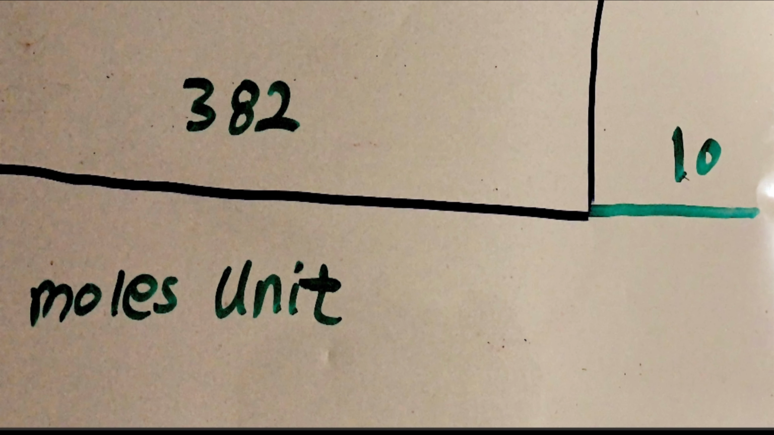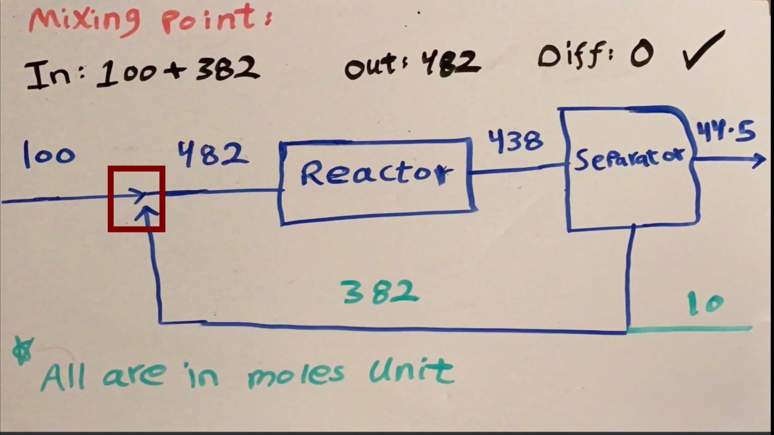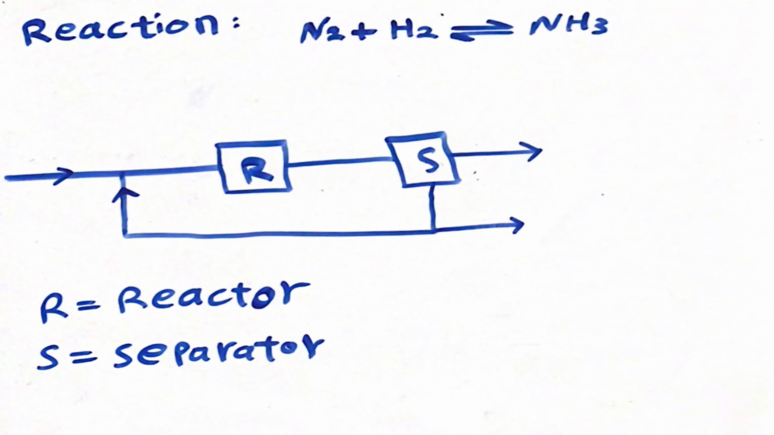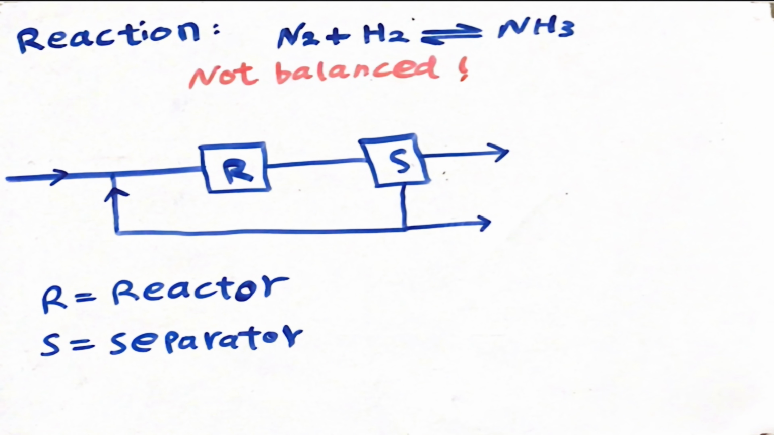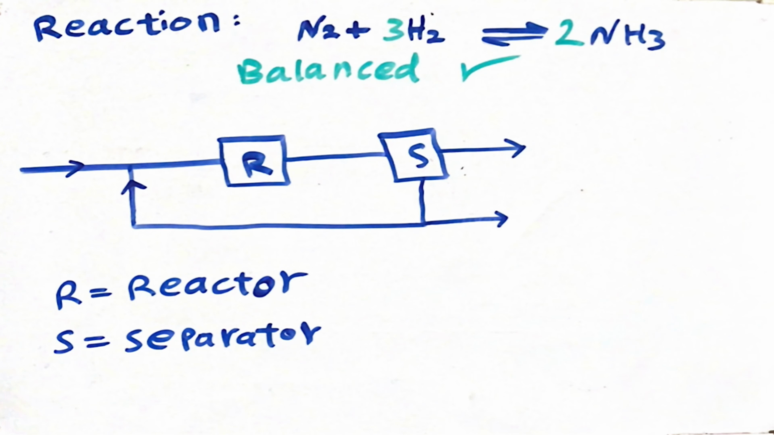But before solving, I want to show you the power of purge, 382 and 10. This will make the balance around the mixing right. And now we start with clarifying that S is for separator and R is for reactor. Things are still not balanced chemically, so we will balance them to make the material balance later on.